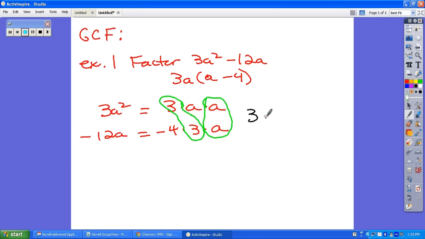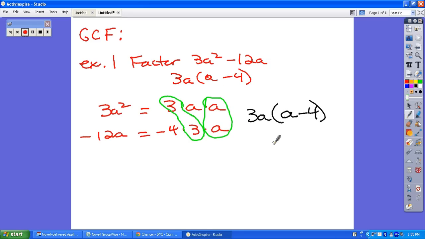And so then you're going to have 3a, and then what you do with the parentheses is you write what's left. Now keep in mind that if you start with 2 terms, in your parentheses you need to end with 2 terms. And so what's left in the first line is a, and then what's left in the second line is that minus 4. And so notice I have the same answer that I got here, just a little bit different way of looking at it, and that might help you if you break it into something smaller.